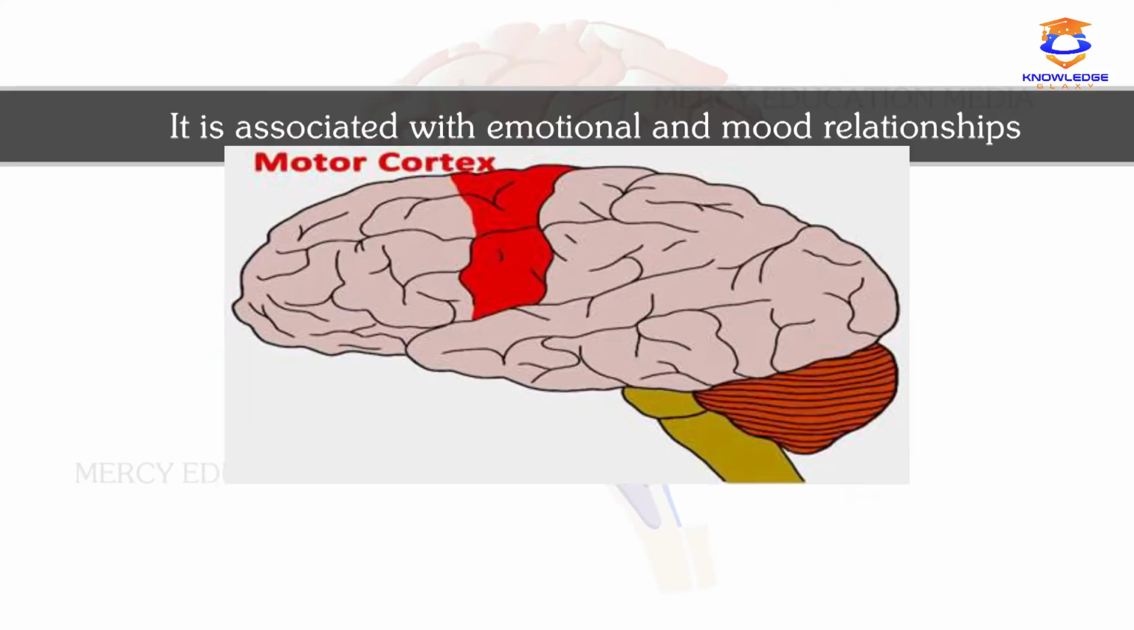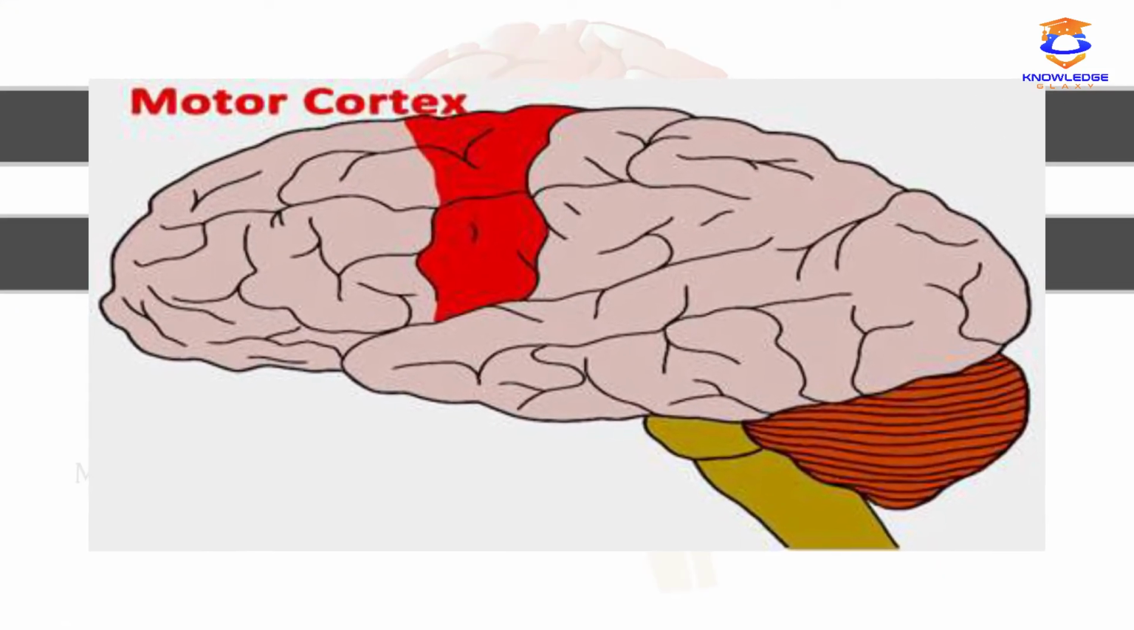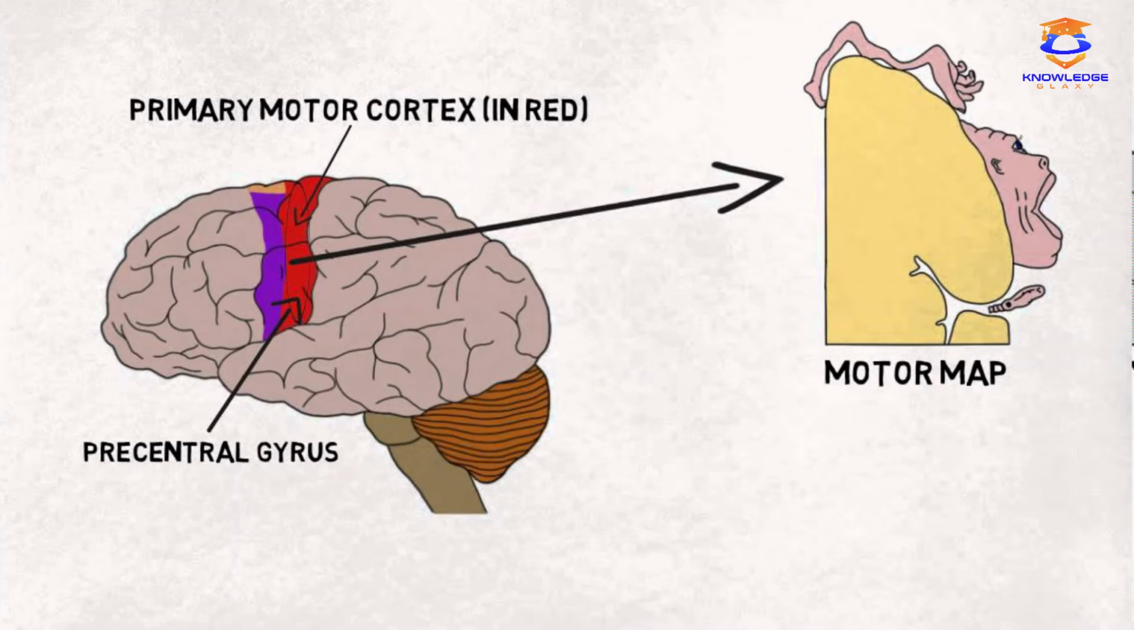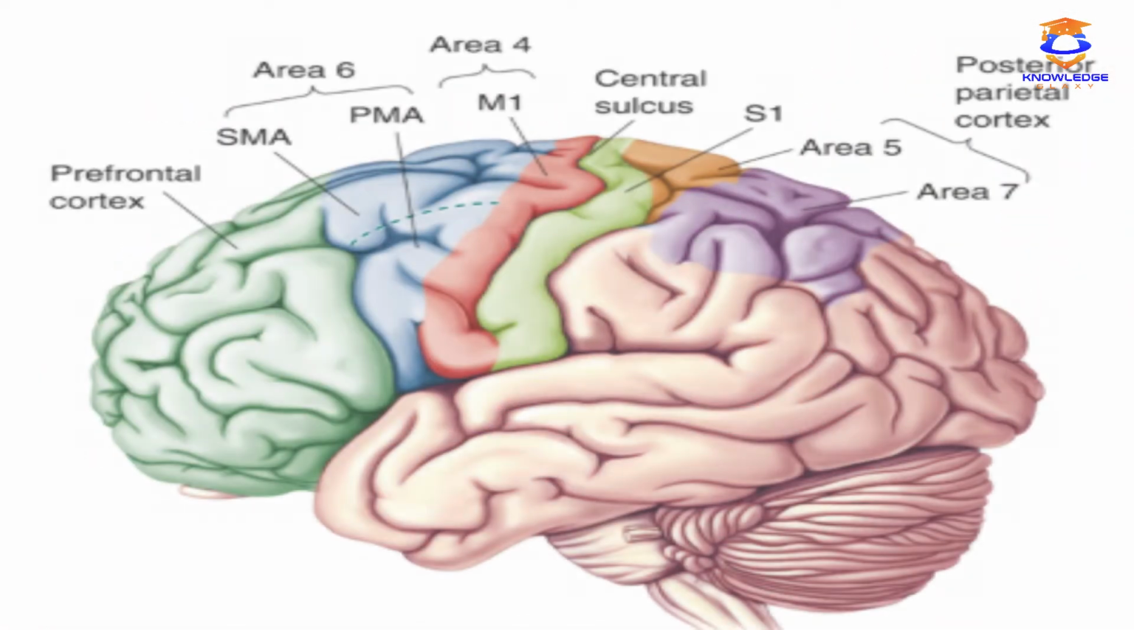Motor areas. Some of our actions originate below the cerebral cortex, although some lower brain centers may be involved. It is fair to say most voluntary activities originate in the motor areas of the cerebral cortex.